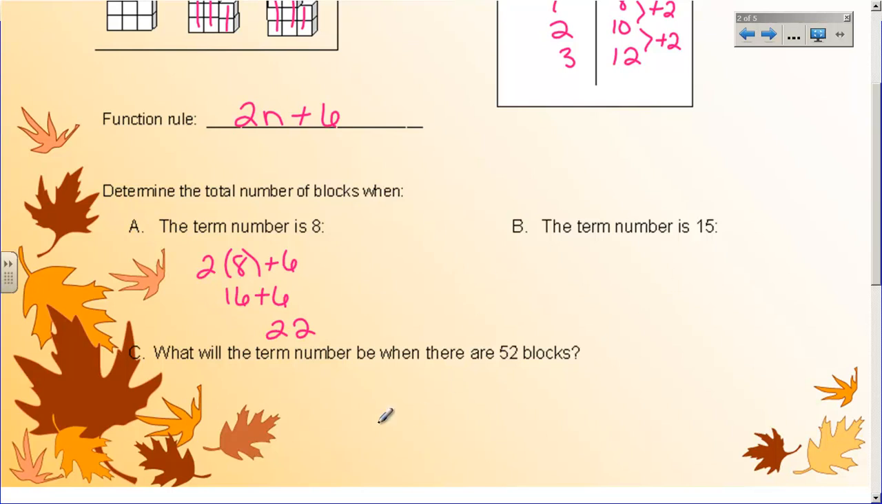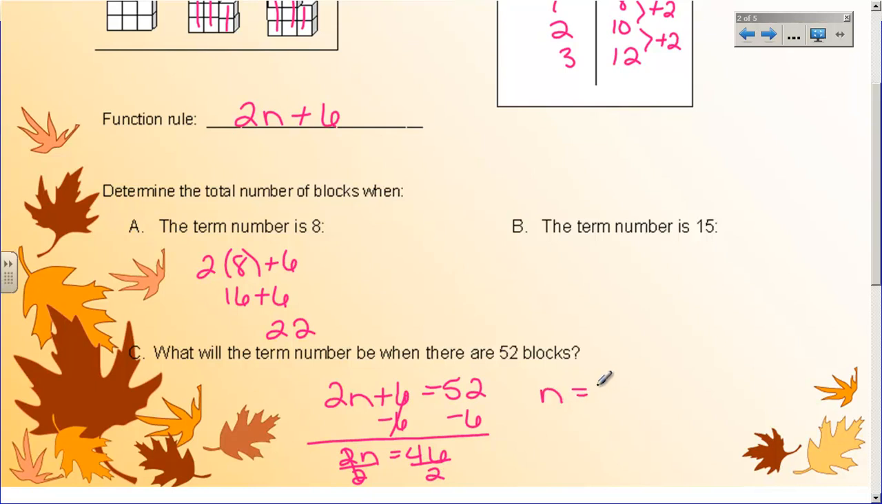Part C is the exact same thing. It says, or it's the opposite. It says, what will the term number be whenever there are 52 blocks? Well, now they're asking you to find n if you know that the total equals 52. So you have an equation you can solve. If you subtract 6 on both sides, you end up with 2n is equal to 46. And then when you divide by 2 on both sides, you get that n equals 23. So the 23rd figure has 52 blocks. So there's our first pattern.